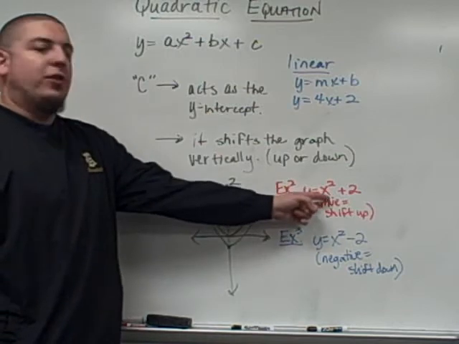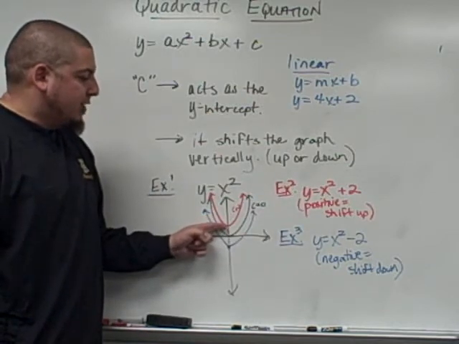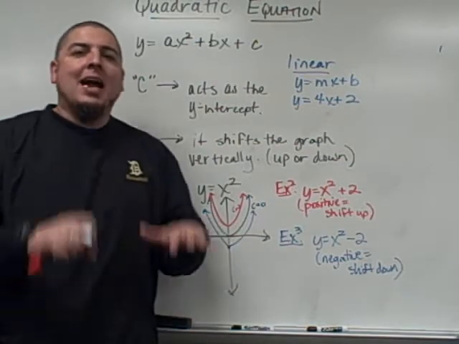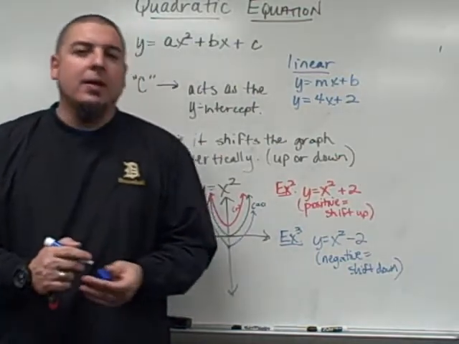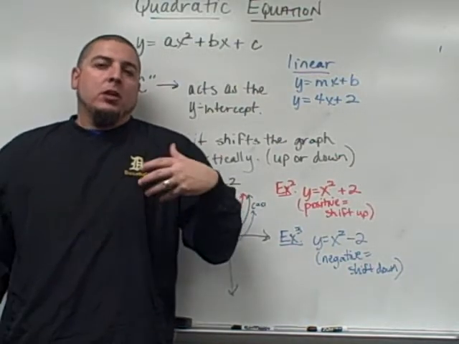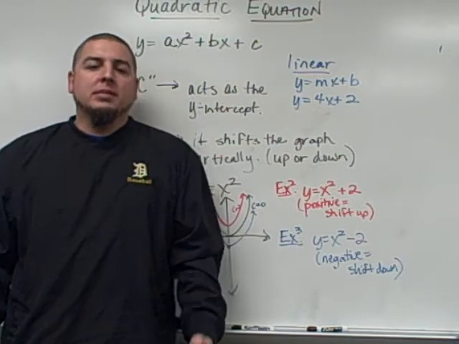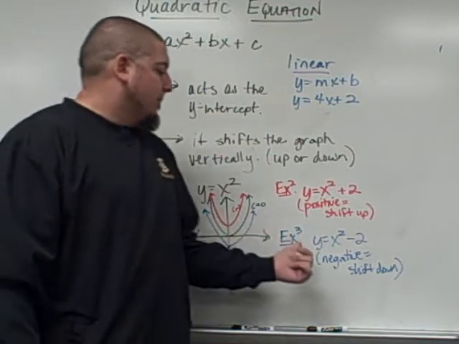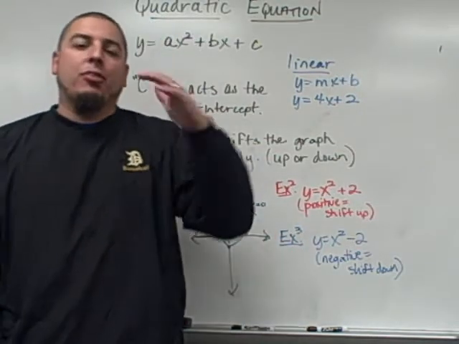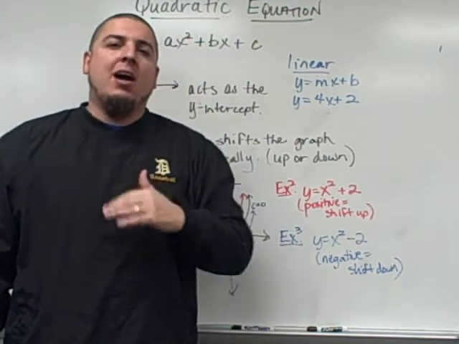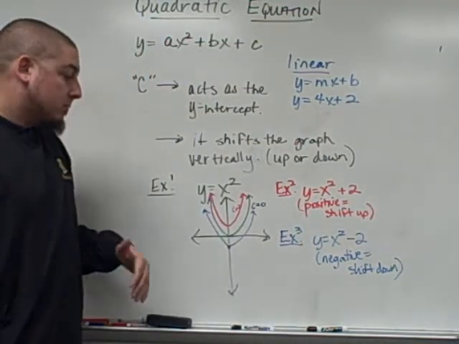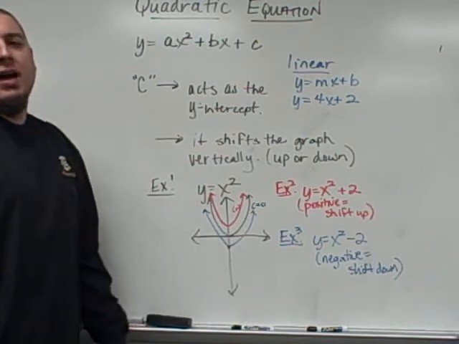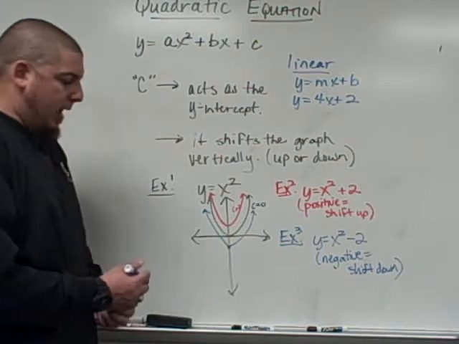If you compare it to this function, y equals x squared plus 2, it shifted down 1, 2, 3, 4 units. So when we talk about sliding, shifting, translating, whatever we call it this year, you're going to talk about it in relation to another parabola. If I said, what happened between example 1 and example 3, you would say it translated down 2 units, or it shifted down 2 units, going vertically because we're talking about up and down. So that's what our c value does.